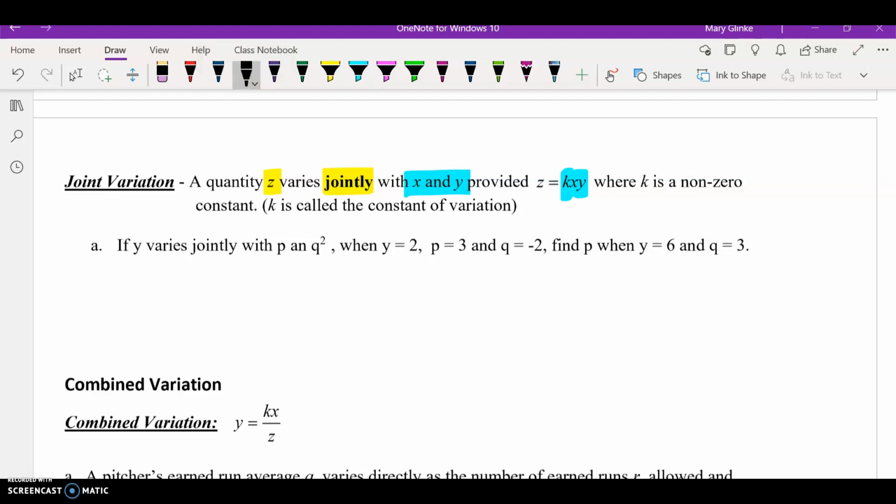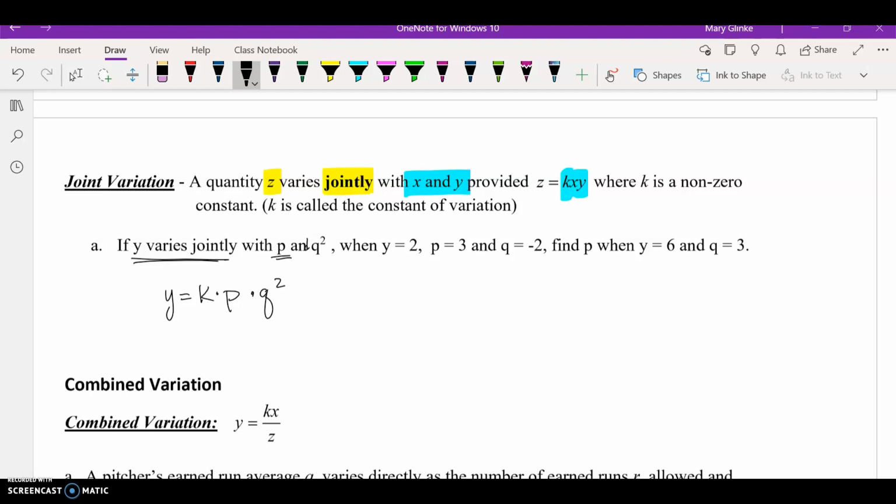But you can always throw in different variables here. So y varies jointly, means it's going to be y equals k times, and they're all going to be in the numerator here, p and q squared. So we're still going to be multiplying. There's no division because it's varying jointly. So y equals k times p times q squared.